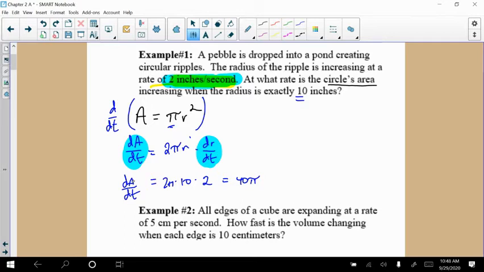It's the rate area is changing with respect to time. So that would be inches squared per second, because it's area per second.